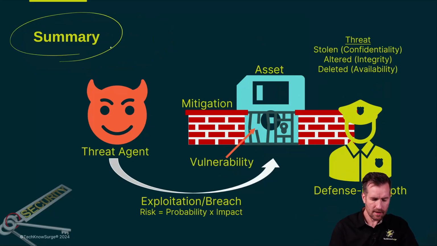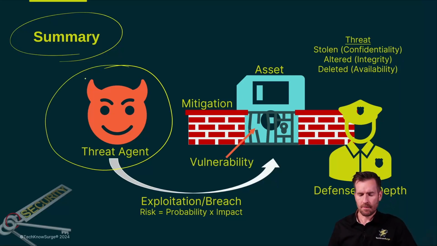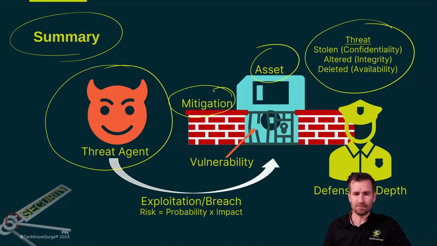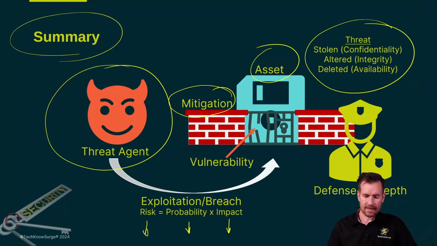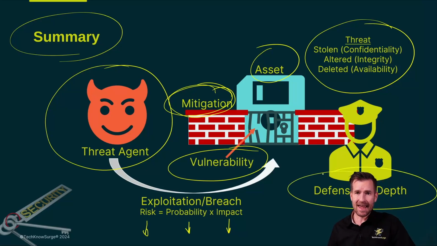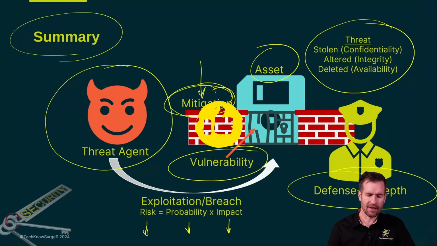So in summary, we have threat agents out there that possess threats towards our assets. So what we're going to do is put mitigations in place to reduce the amount of risk. And we reduce the amount of risk by either reducing the probability that it's going to happen or the impact if it does happen. And each one of those mitigations has its own set of vulnerabilities to it. So we're going to practice defense in depth by putting in multiple levels of mitigation.